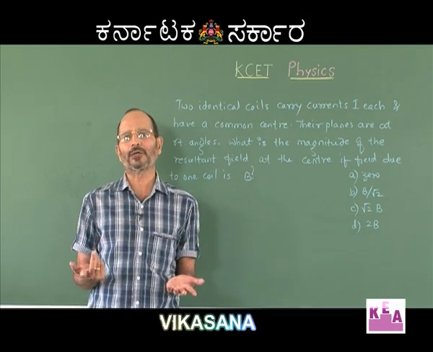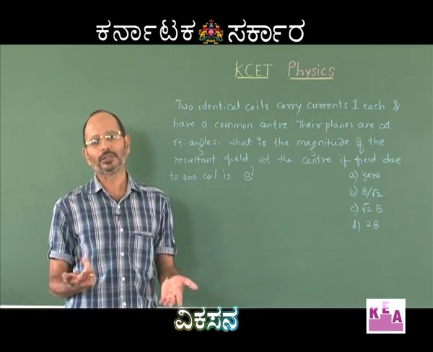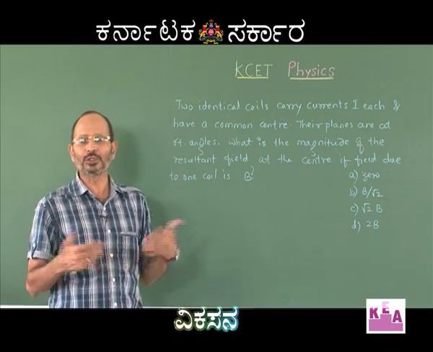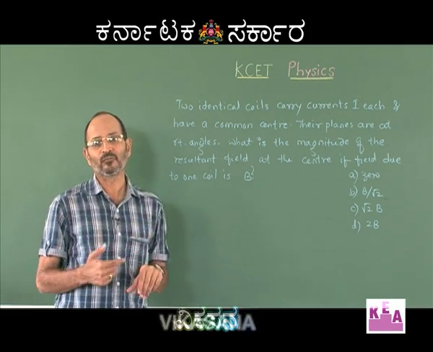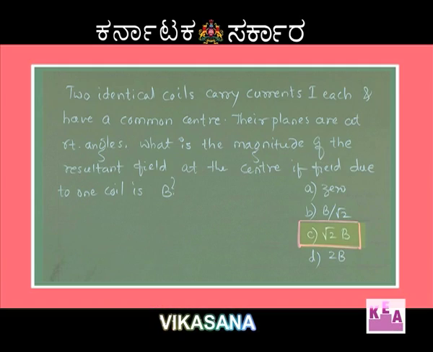So, there are two magnetic fields, and because the two coils are identical and also carry the same currents, the fields produced at the center of both the coils should be equal to B each. So, you are supposed to only vectorially add the two fields and get the answer. That would be under root of B square plus B square, which makes it B root 2. So, the correct answer there is C.